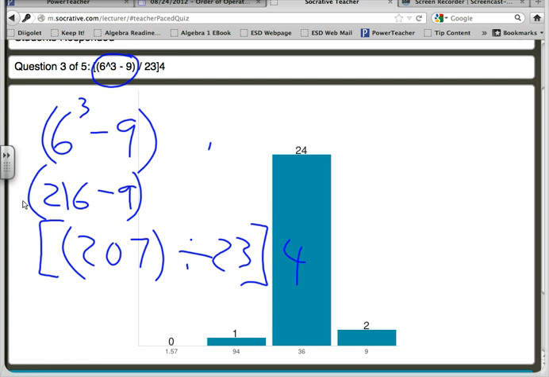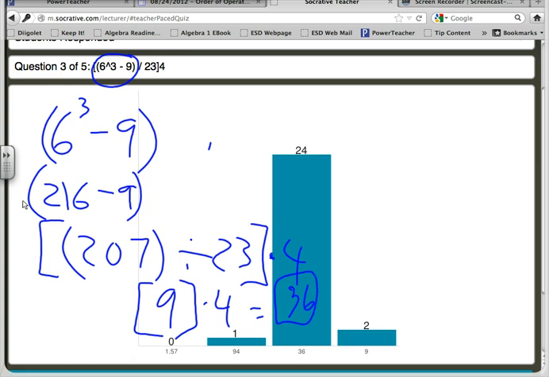So when you see a bracket like this, it means it's multiplied by the outside number, if the number is next to it. Okay? So let's evaluate. 207 divided by 23, what will you have there? 9. 9 times 4 is 36.